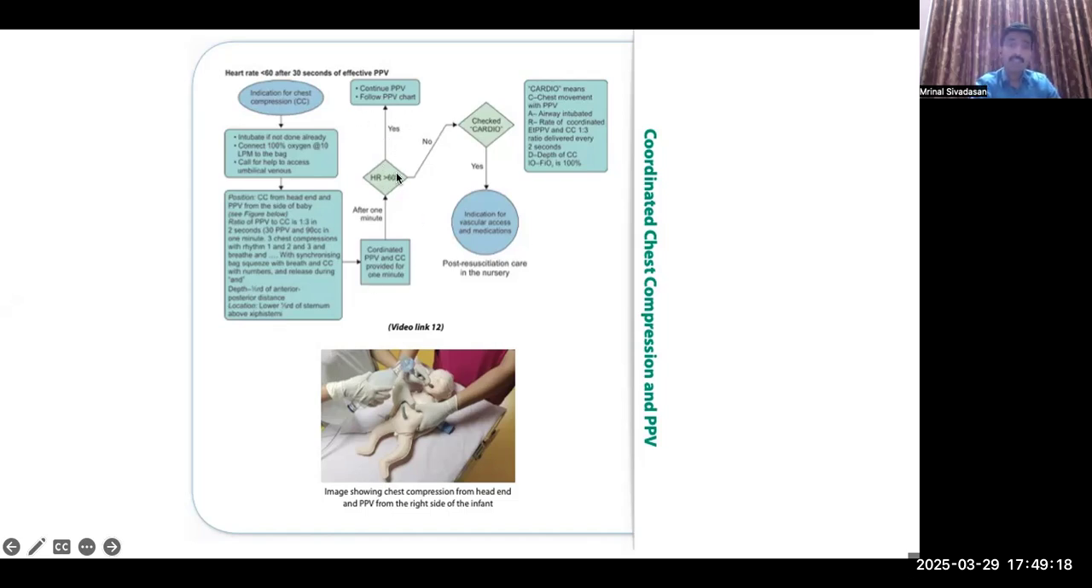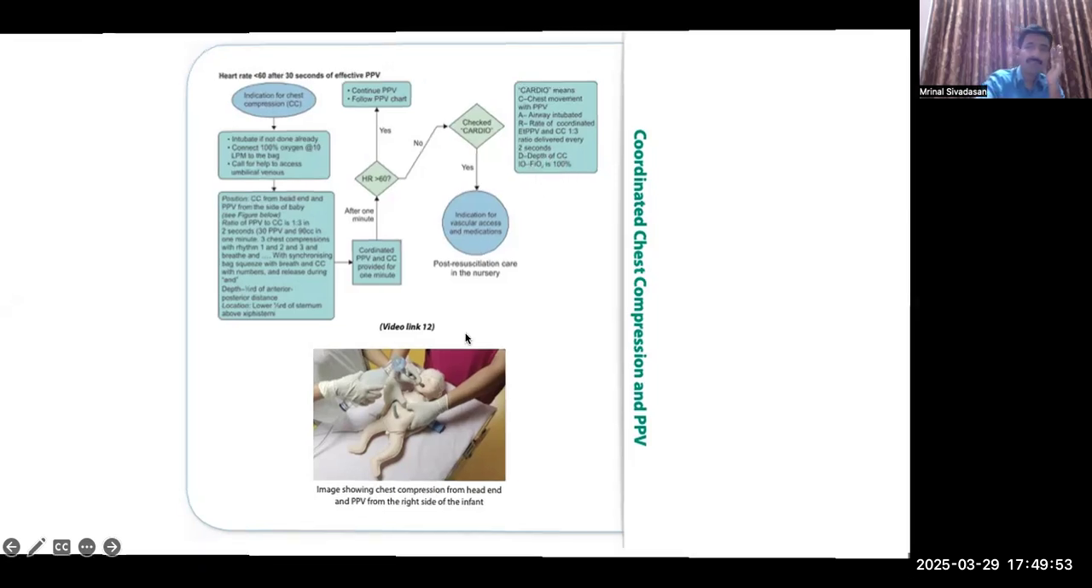Now, after 60 seconds, if the heart rate is more than 60, then you stop the chest compression and continue positive pressure ventilation. If the heart rate is still less than 60, then you check for any problem in delivering chest compression, that is CARDIO. CARDIO is a mnemonic: C for chest movement with positive pressure ventilation, A for airway correctly intubated, R for rate of coordinated positive pressure ventilation with chest compression, which is 3:1, D for depth of chest compression, and IO for fraction of inspired oxygen of 100%.